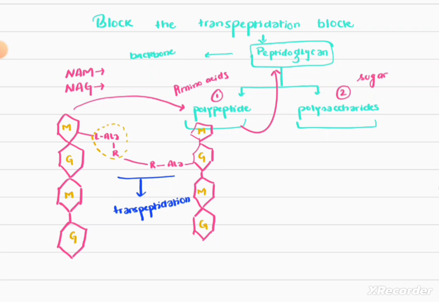Now what penicillins do is that they block this transpeptidation reaction. Now when the transpeptidation does not occur, as a result, they inhibit the transpeptidation reaction, they halt the peptidoglycan synthesis, and as a result, the cell dies.